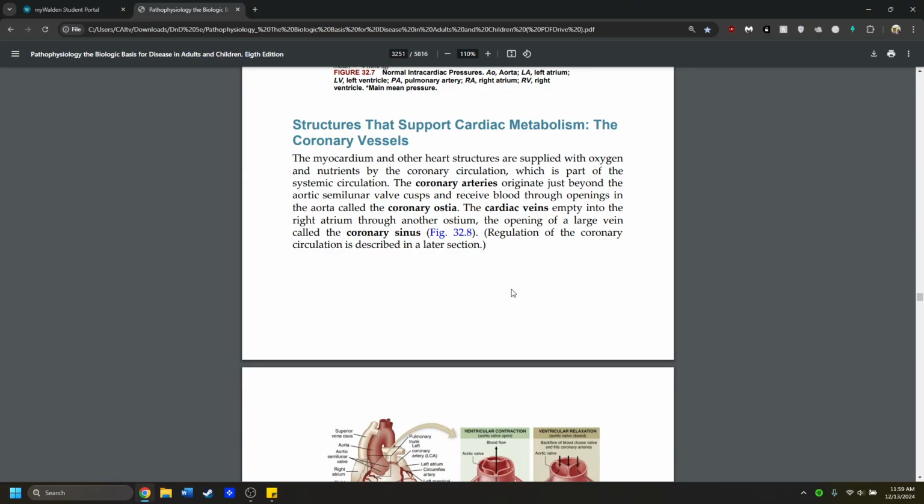Structures that support cardiac metabolism: the coronary vessels. The myocardium and other heart structures are supplied with oxygen and nutrients by the coronary circulation, which is part of the systemic circulation. The coronary arteries originate just beyond the aortic semilunar valve's cusps and receive blood through openings in the aorta called the coronary ostia. The cardiac veins empty into the right atrium through another ostium, the opening of a large vein called the coronary sinus. The regulation of the coronary circulation is described in a later section.